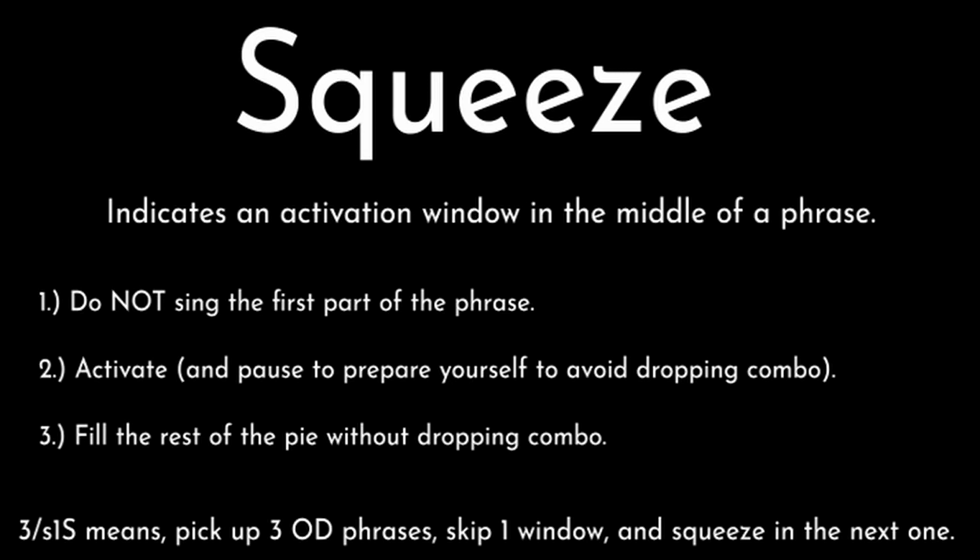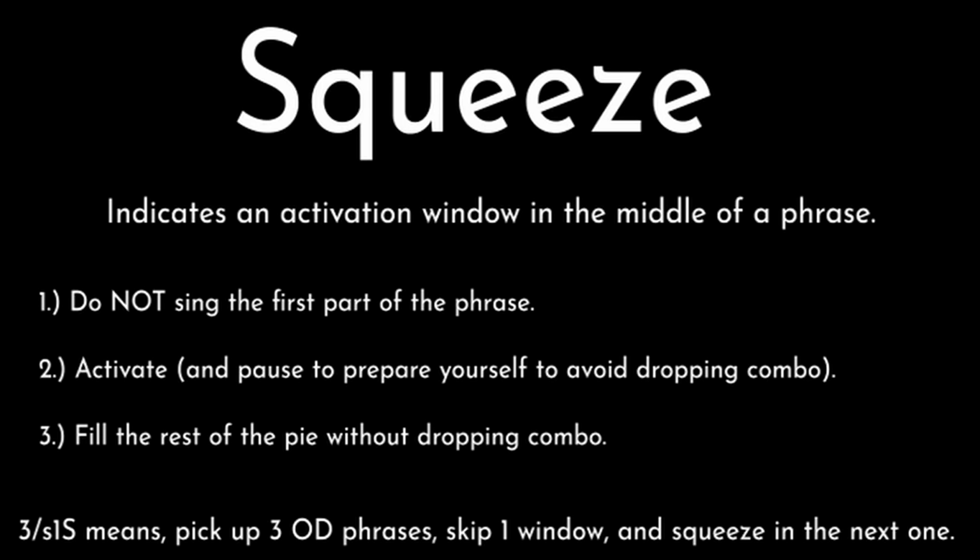Capital S means squeeze and requires a bit more effort than the rest. This indicates that there is an activation window in the middle of a phrase. In order to maximize the points you get for the phrase, you want to not sing the part before the window, activate, and then fill the entire pie in the part after the window. This will give you 8,000 points for the phrase instead of the amount you would have got if you'd have sung the first part of the phrase without overdrive active.